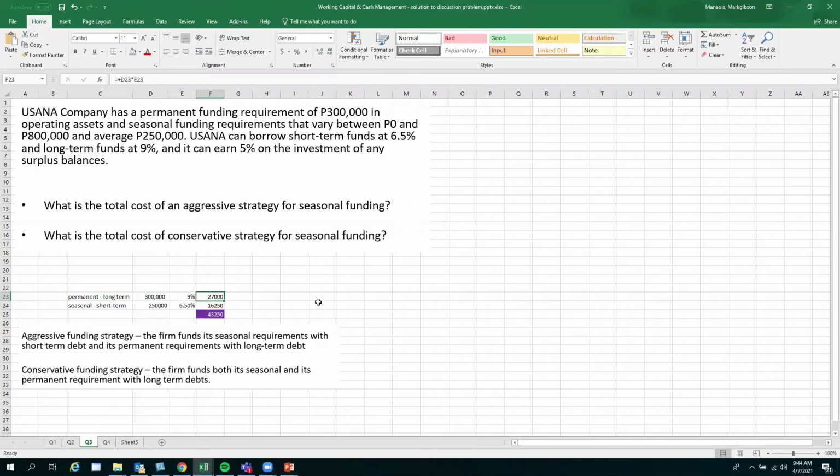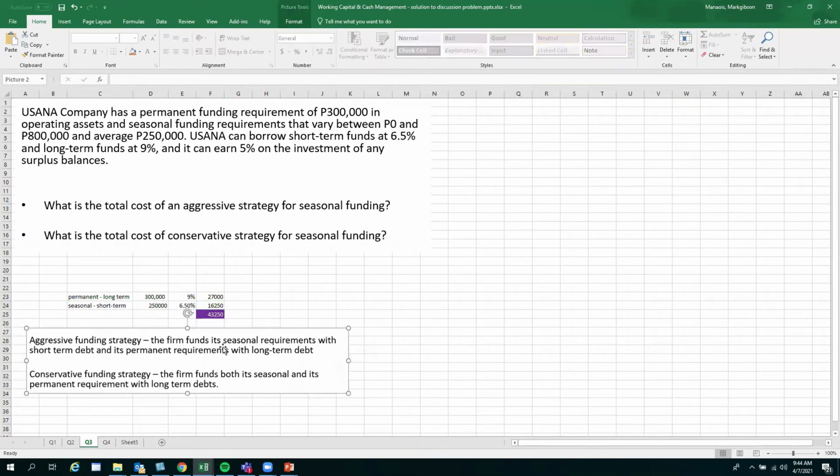Kasi ang susunod naman is seasonal. Sabi natin, pag seasonal, parang when the need arises lang, no? So therefore, it's being financed with short-term debt, no? So in this case, the average value for short-term financing is 250,000 multiplied by 6.5%. So that's the rate for short-term funds. So that would be 16,250. So the total cost in an aggressive strategy is 43,250. Okay? Sige.